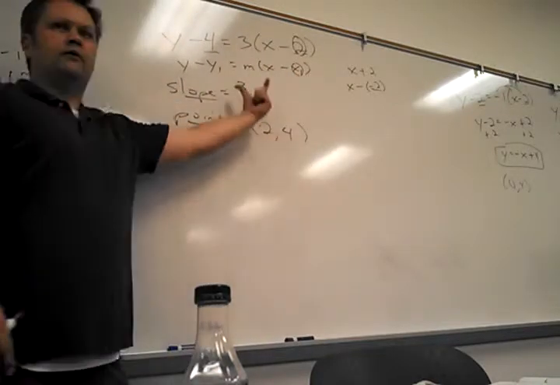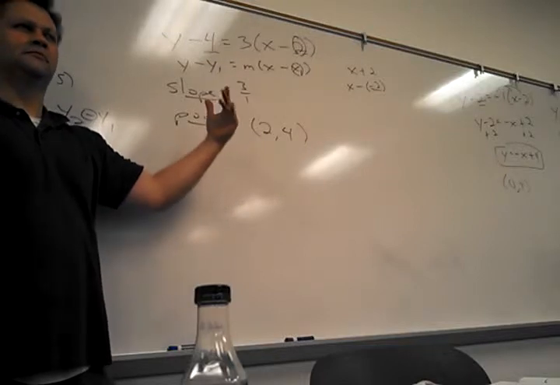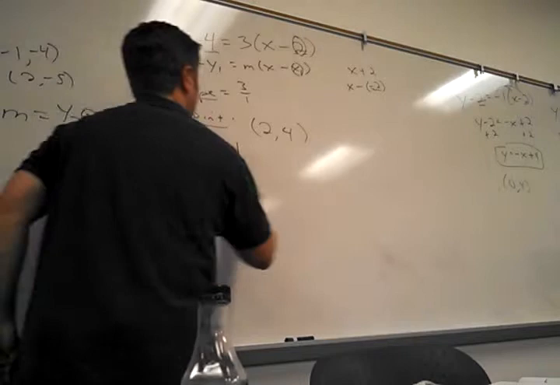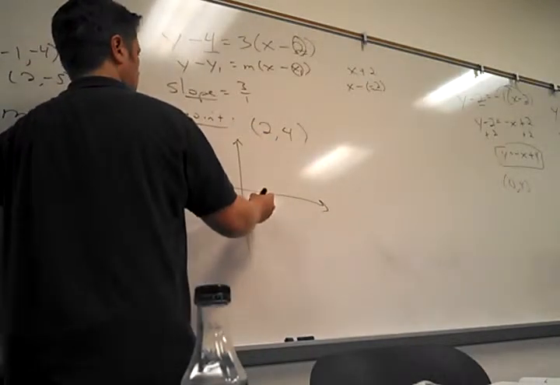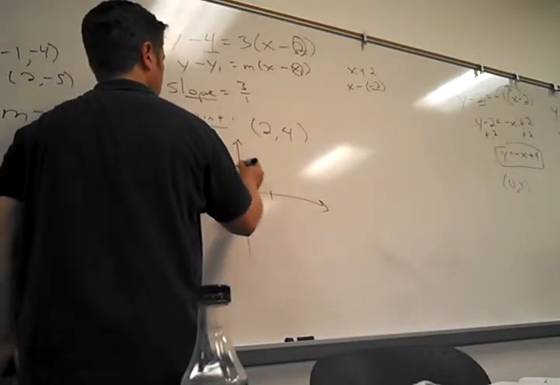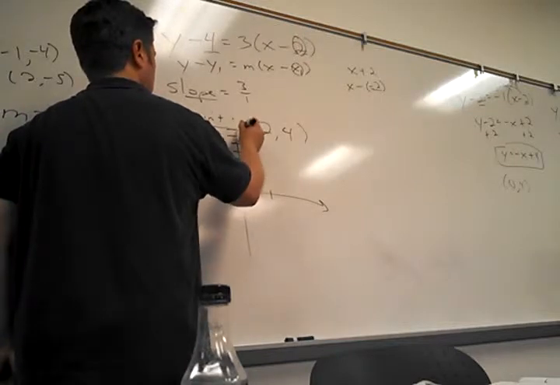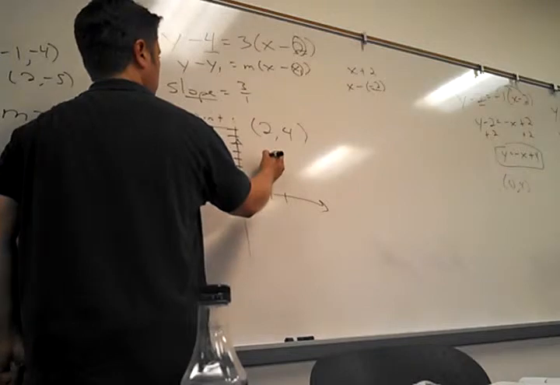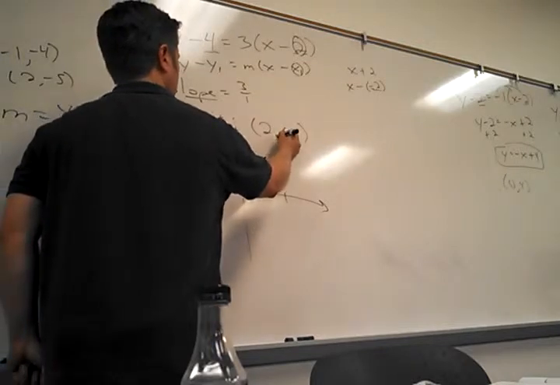So then you can graph this if I really wanted you to, right? That would be the easy step, I'm hoping. How do you graph this? Go to 2, 4. You go to 2, 4, and then go up 3 over 1. So 2, 4, then we go up 3 over 1.